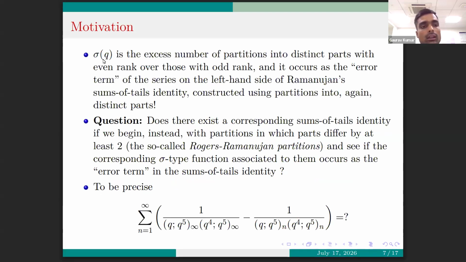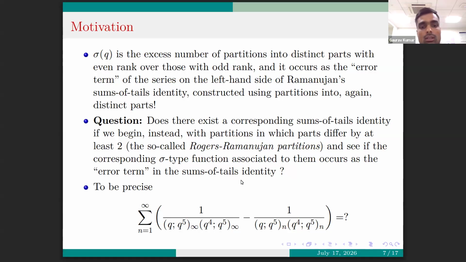So the sigma q that we have seen that comes on the right hand side of the sums of tails identities has also a partition theoretic interpretation, which is the excess number of partitions into distinct parts with even rank over those with odd rank. It is the generating function of such partitions, and it occurs as the error term in the right hand side of the sums of tails identities.